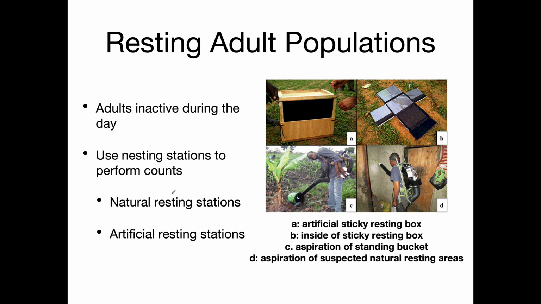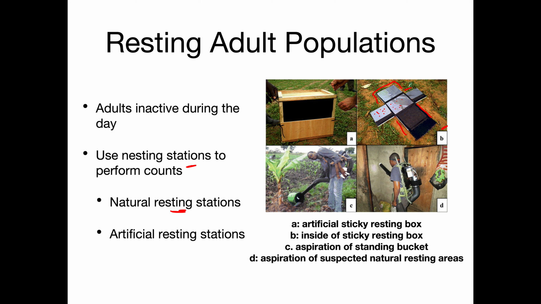So they'll create these nesting stations, and the nesting stations are used to perform counts. So they create these big boxes like this. You can see here in this section right here, it's all laid out, and inside of the box is lined with a black felt-like fabric and sticky tape. And so the box is lined with all this sticky tape, and when the mosquitoes come in and land on the sticky tape to rest, they get stuck to it. And then after a few hours, they'll pull the box, open it up, and start counting the mosquitoes on the sticky tape. So this is referred to as a nesting station.